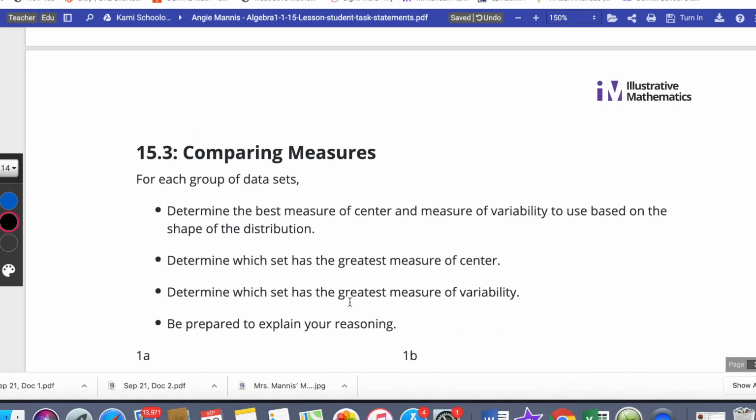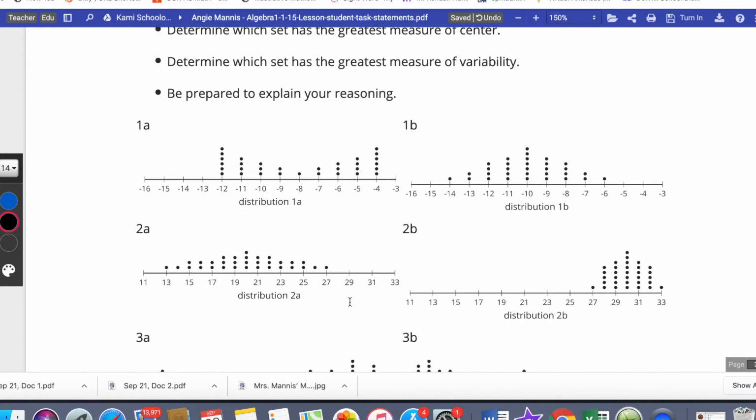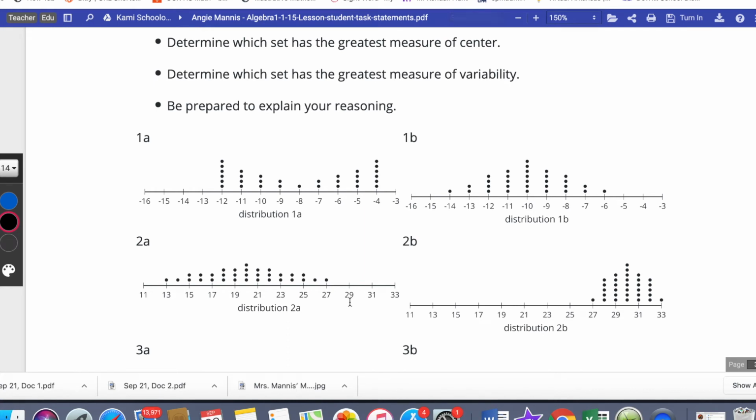Okay, all right, let's go on to 15.3, and we have these data sets. For each group, we're going to determine the best measure of center and measure of variability to use based on the shape of the distribution, and then we're going to determine which set has the greatest measure of center and which one has the greatest measure of variability. So let's look at 1A and 1B. Both of these are symmetric. We have a bimodal distribution and a bell-shaped distribution, but they are both symmetric distributions.